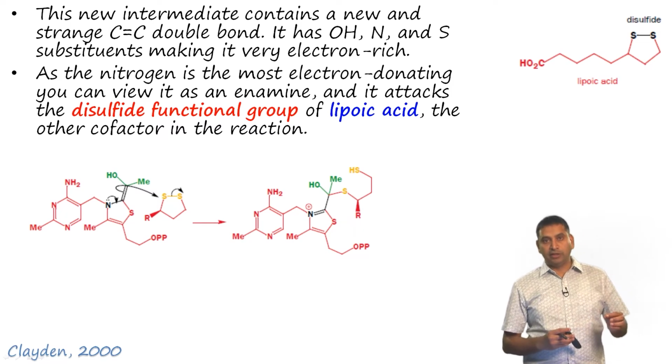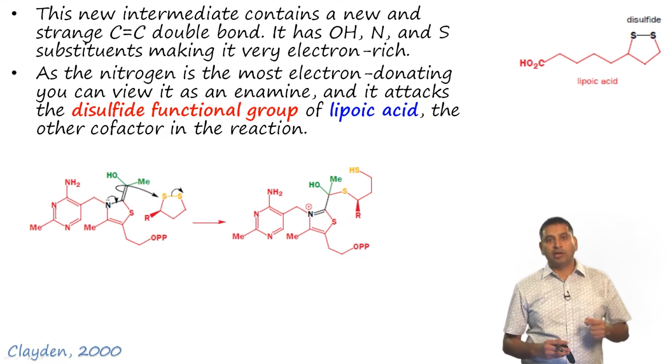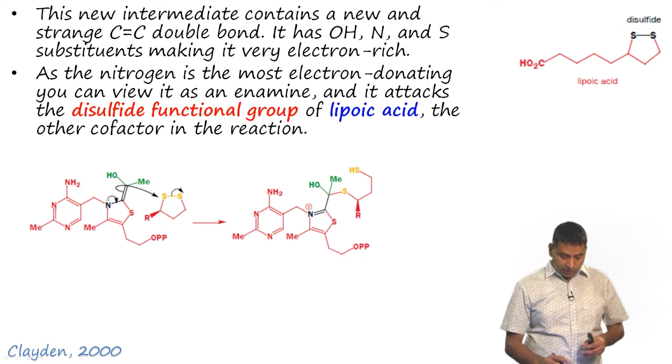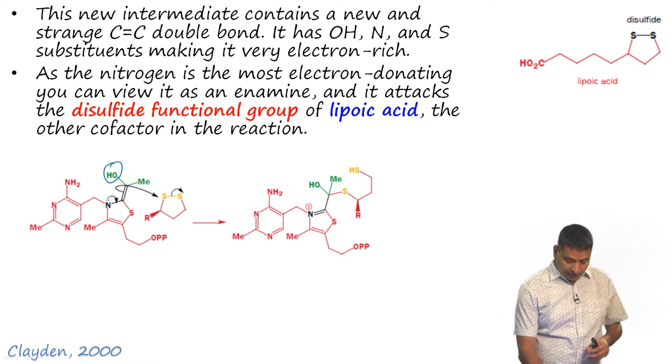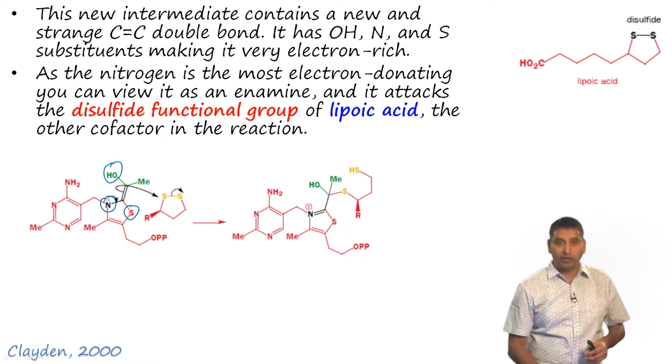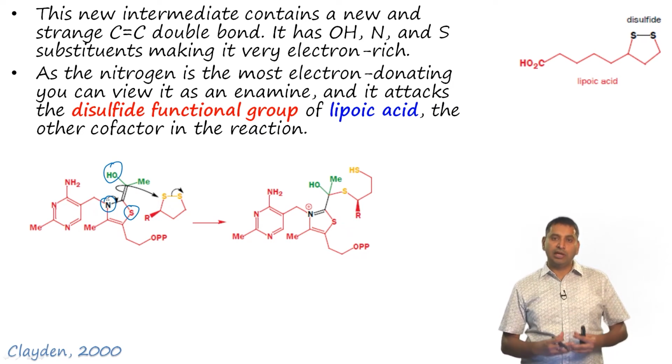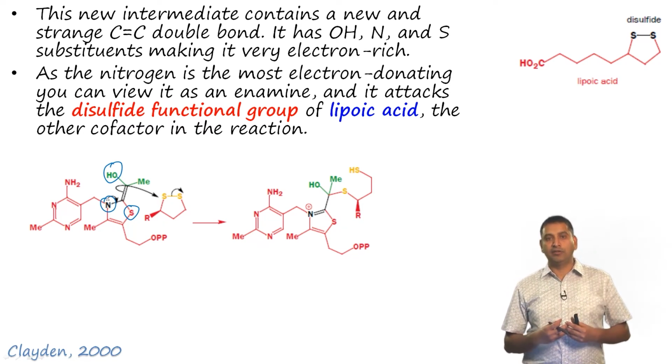This new intermediate contains a new and strange carbon-carbon double bond. This carbon-carbon double bond has on it an oxygen, a nitrogen, and a sulfur, 3 electronegative atoms sitting on it. This makes this double bond quite electron rich, and at this point this electron rich double bond can react with the disulfide functionality of lipoic acid.